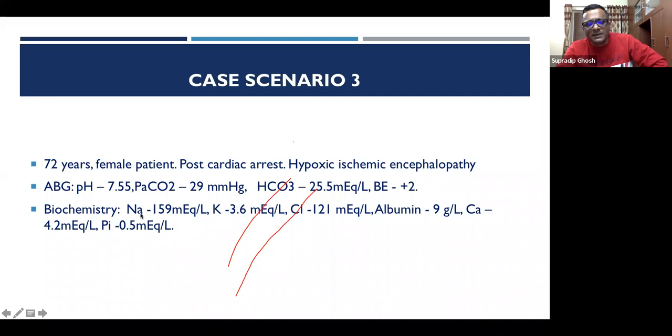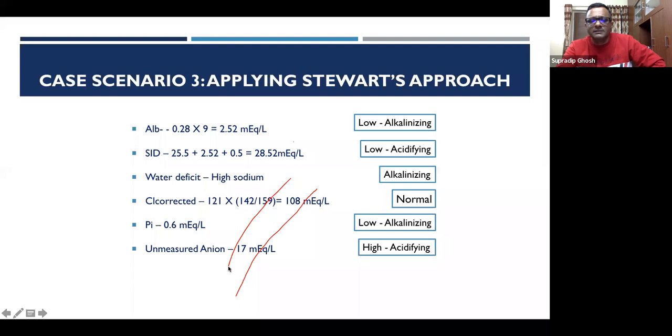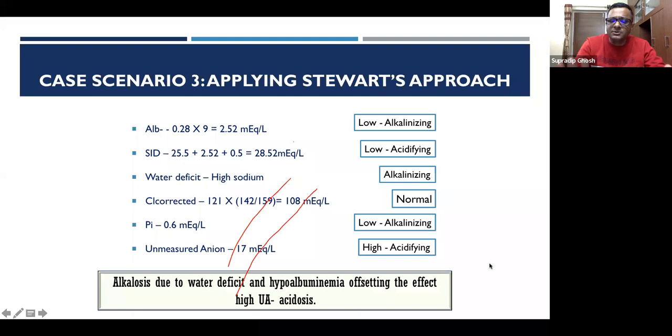So from Stewart, we can easily say sodium is high, so there is a metabolic alkalosis. Chloride is high, there is a metabolic acidosis. Albumin is low, so there is a metabolic alkalosis, and so on and so forth. If you want to calculate, these are the formulae applied. Again, I'm not very fond of calculation. If we had to only calculate, we would not have become doctors. So you can easily find out, according to the Figge and Fencl formula, I'll share the formulae with you if you insist. And finally, it is an alkalosis due to water deficit and hypoalbuminemia, which is offsetting the effect of high anion gap, unmeasured anion acidosis. So this is how you can calculate the things.